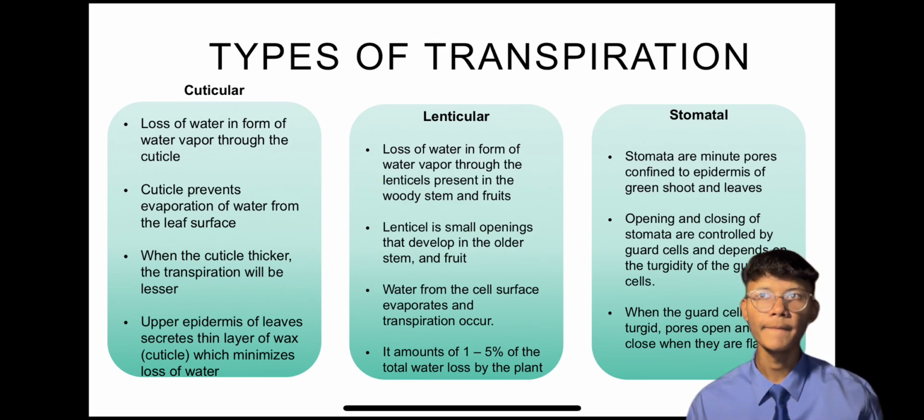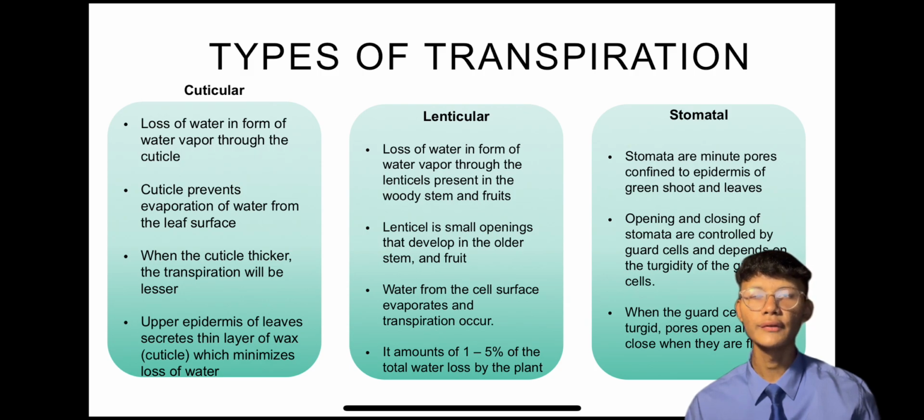First is cuticular. Cuticular is loss of water in the form of water vapor through the cuticle. The cuticle is there to prevent evaporation of water from the leaf surface. When the cuticle is thicker, the transpiration will be lesser. And the upper epidermis of leaves secretes a thin layer of wax or cuticle which minimizes loss of water.